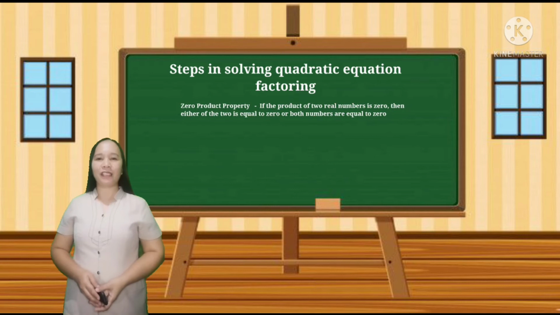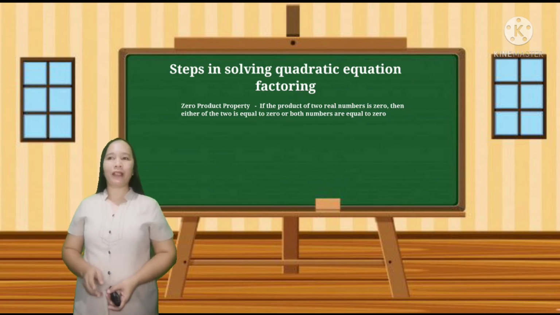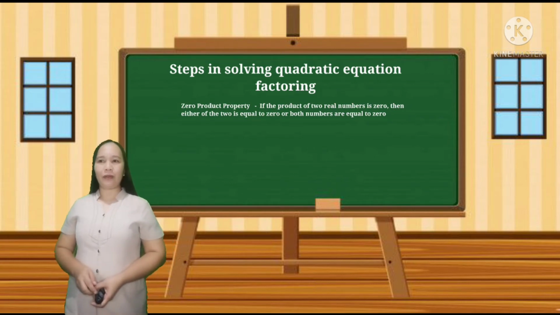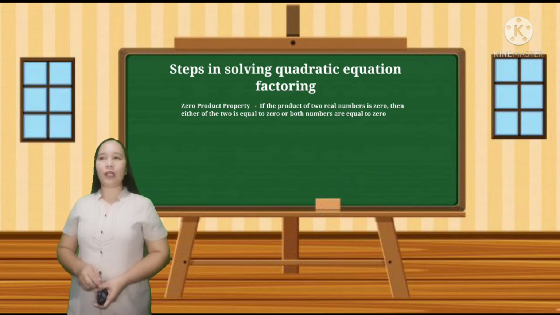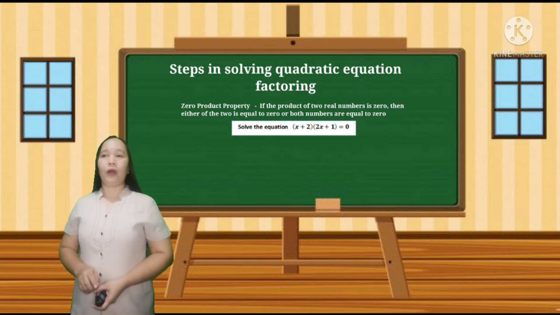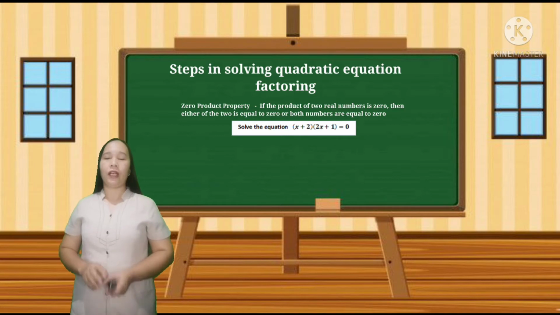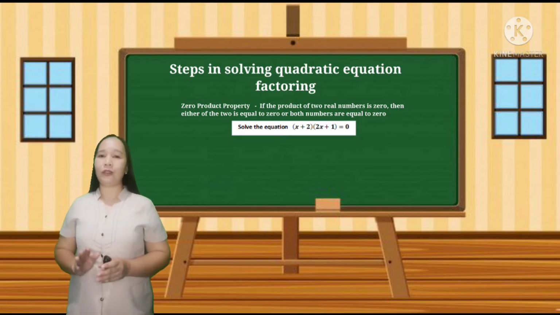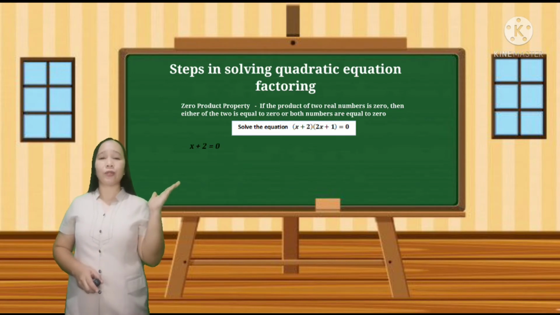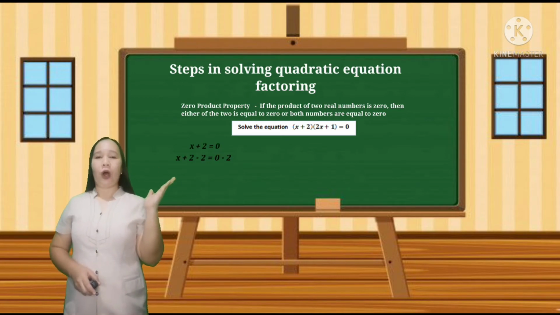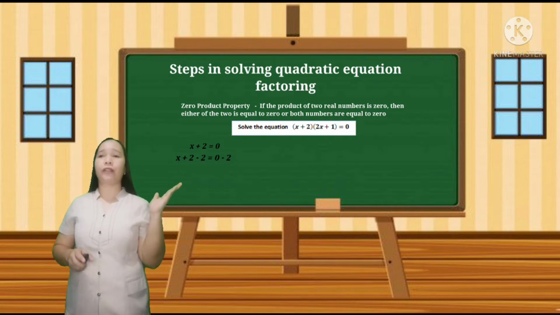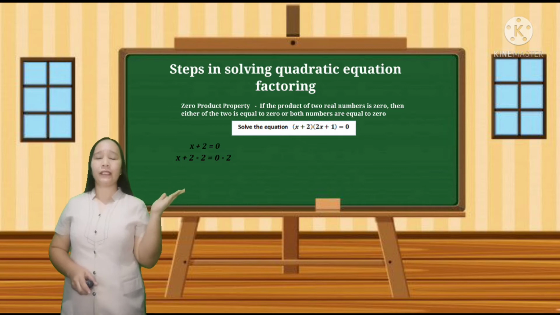So, what is meant by the zero product property? If the product of two real numbers is 0, then either of the two is equal to 0 or both numbers are equal to 0. Example, we have quantity x plus 2 times quantity 2x plus 1 equals 0. Separate the two factors, then equate each to 0. The first one is x plus 2 equals 0. Add the opposite of positive 2 to both sides of the equation to find the value of x. Therefore, the value of x is negative 2.